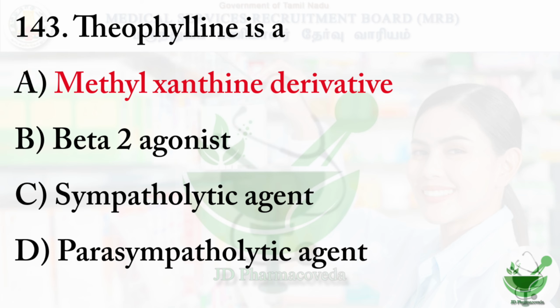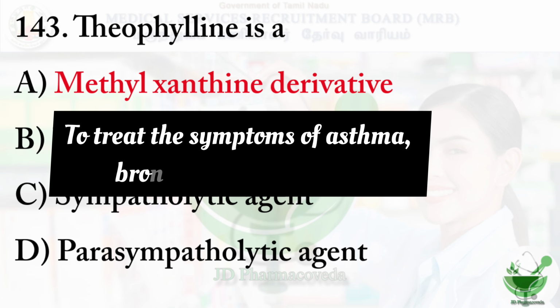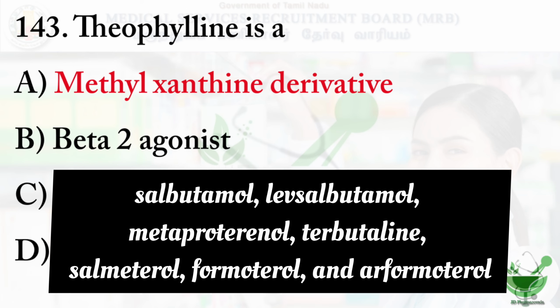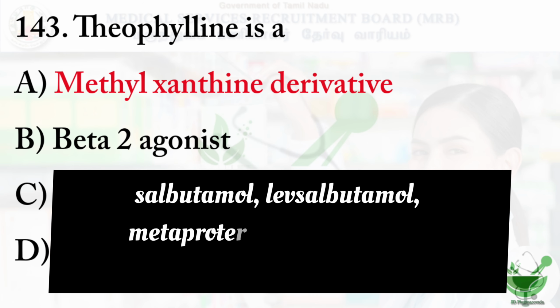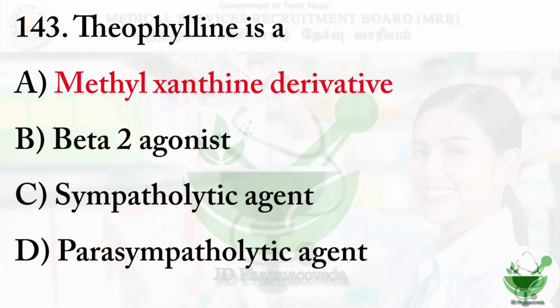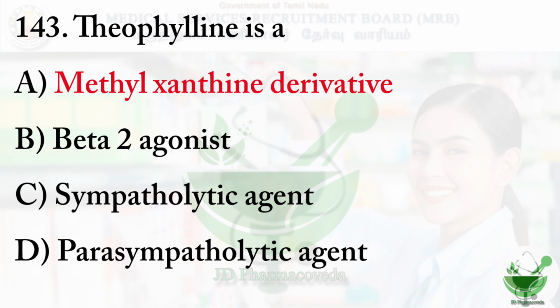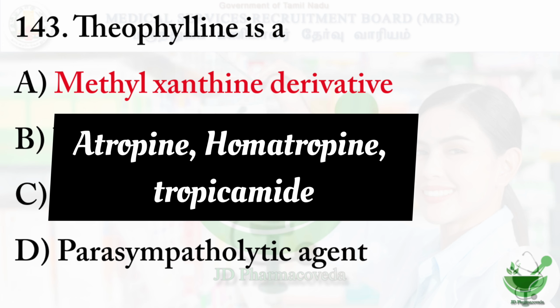So this theophylline is used together with other medicines like etophylline to treat symptoms of asthma, bronchitis, emphysema. And then we discuss the other options, like beta 2 agonists. Examples: salbutamol, levosalbutamol, metoprolol, terbutaline, salmeterol, formoterol, and arformoterol. Then sympatholytic agents like clonidine, alpha methyldopa, and parasympatholytic agents like atropine, homatropine, tropicamide.